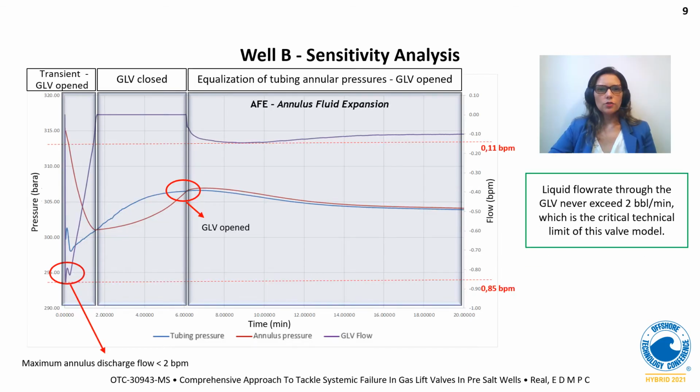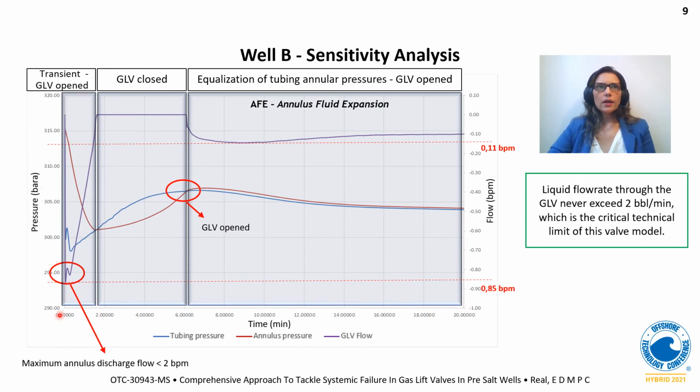A transient multiphase flow simulation was performed considering the kickoff condition. The results are shown in this chart, where you have the pressure trend on the left and the flow rate trend on the right. The tubing pressure is represented by the blue line, the annulus pressure is represented by the red line, and the gas lift flow by the purple line.